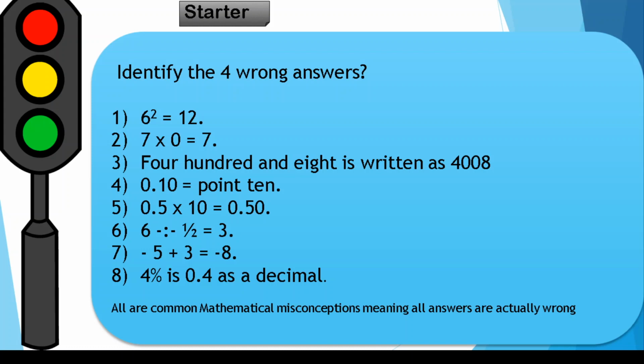So 12 parts. Question number 7, students do struggle with adding negative numbers. The answer there should be -2. Then changing percentages to decimals. 4% should actually be 0.04. When you've got 0.4, that should be 40%. Moving on.